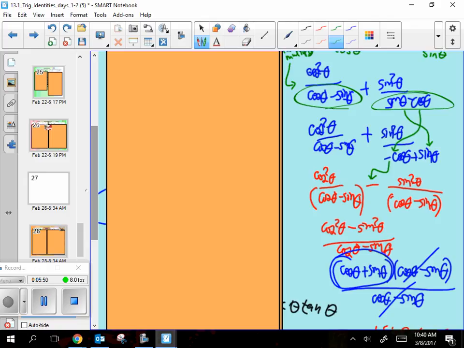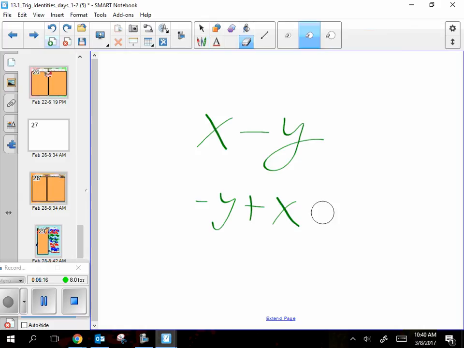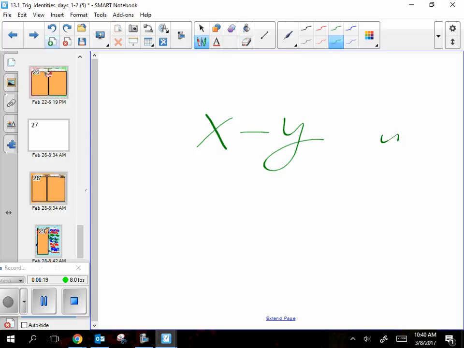Well, the teacher has these little neat arrows that are switching things around, but I want to take a second to talk about this because for today's new stuff, it's really important. If I have x minus y, do you know what the opposite of that is? Negative y plus x is the same as it. That's equal to it. What's the opposite of it? Y minus x. I know some of you said negative x plus y.